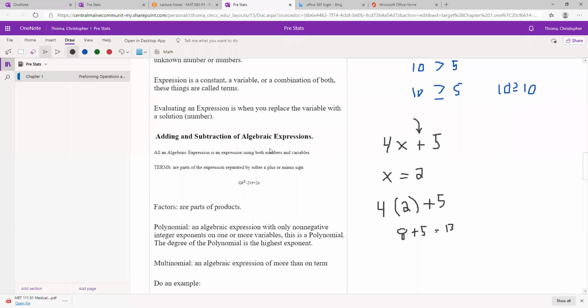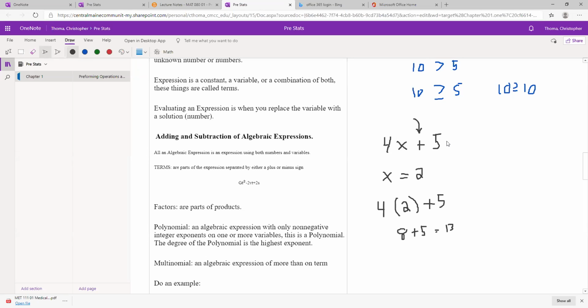So adding and subtracting algebraic expressions means you can only combine terms if they're exactly the same. They have to have the same variable. They also have to have the same exponent. So I have an example here. This is a 3-term problem because I have g t squared minus 2vt plus 2s. It looks pretty ugly because I have multiple variables in it, but it's fine. I can't combine any of these things because each one of them is different.